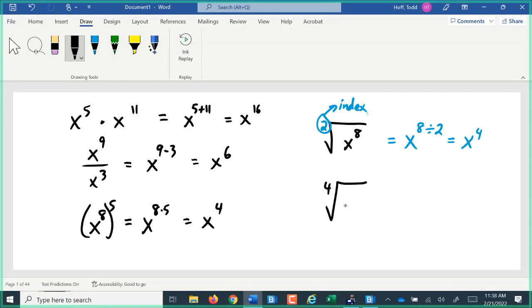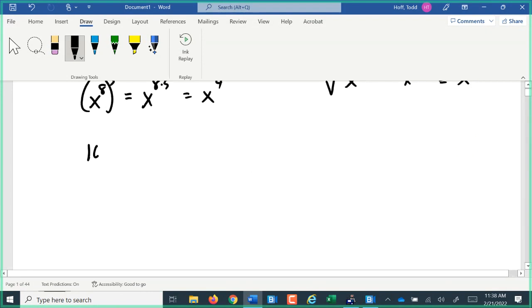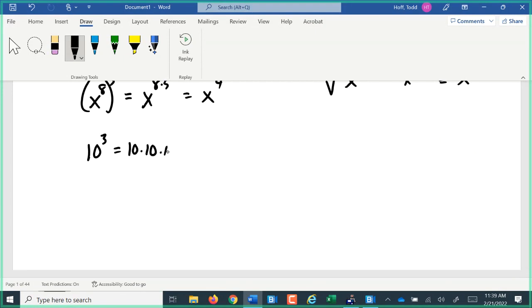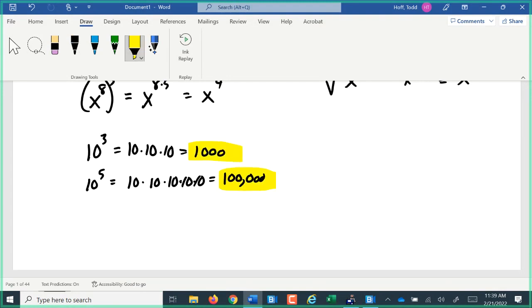If it were the 4th root of x to the 12th, again, x to the power of 12 divided by the index of the root, the 4. That'd be x to the 3rd. We look at powers of 10. 10 to the power of 3, of course, we know is 10 times 10 times 10, or 1,000. 10 to the power of 5 is 10 times 10 times 10 times 10 times 10, or 100,000. At a young age, most of us were probably taught a shortcut that the power of 10 tells us how many zeros go after the 1. 10 to the 5th is a 1 followed by 5 zeros.